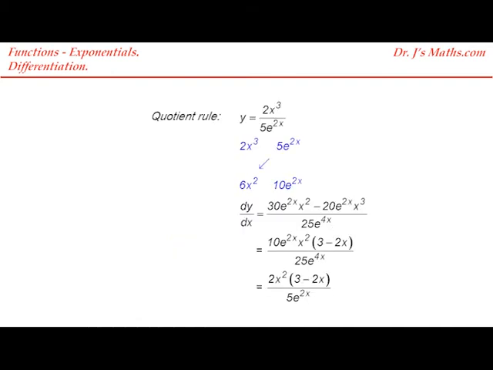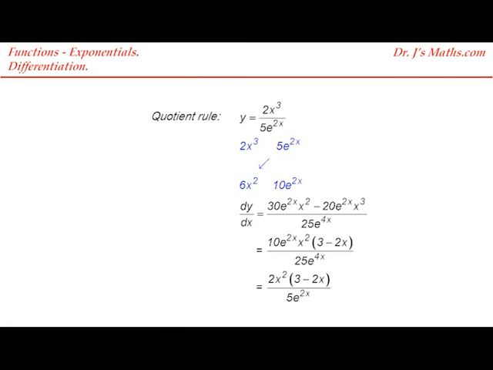For our quotient rule, yes, we need a bit more room. We're going to do y is equal to 2x cubed over 5e to the 2x. So again, write down the two terms in order. Underneath, write down their derivatives. Start in the top right hand side. So dy dx is equal to 5e to the 2x times 6x squared minus 2x cubed times 10e to the 2x. So we've cross multiplied, and then all over the square of the original denominator, which is going to be 25e to the 4x.